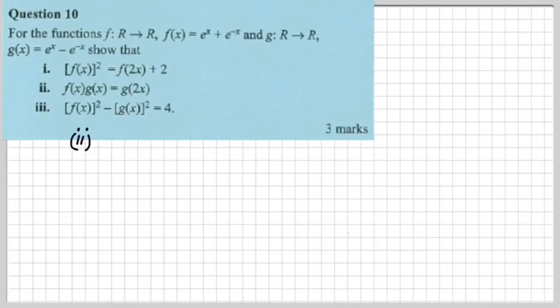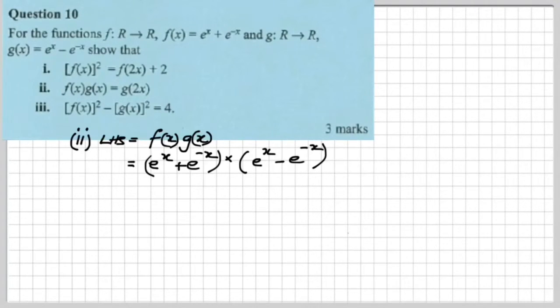Goodness. So f of x times g of x equals g of 2x. Come on, we'll just do the same old thing. Left-hand side is f of x times g of x. Now, what would that be? That looks very, very ugly. Oh no, it's a difference of 2 squares, isn't it?